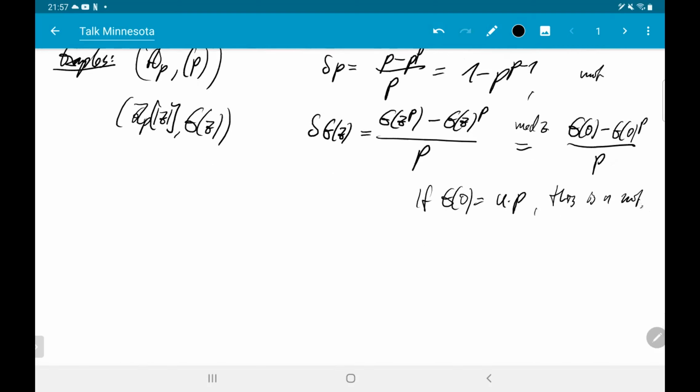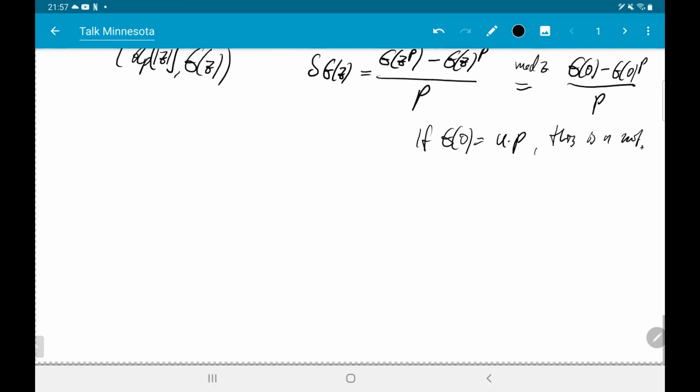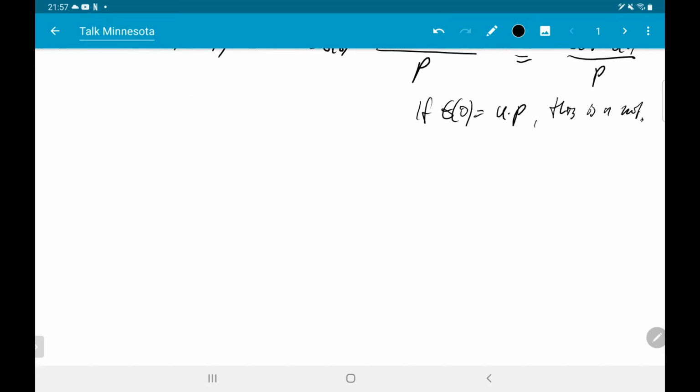Okay. So what is prismatic cohomology? So prismatic cohomology comes in two flavors. There's a relative prismatic cohomology and absolute prismatic cohomology. So let me first tell you about the relative prismatic cohomology.